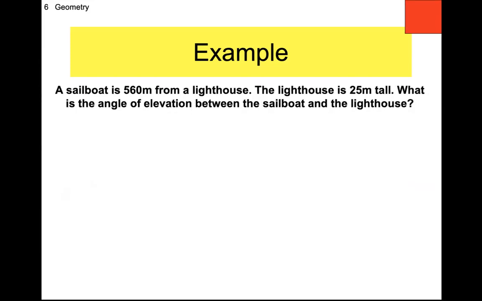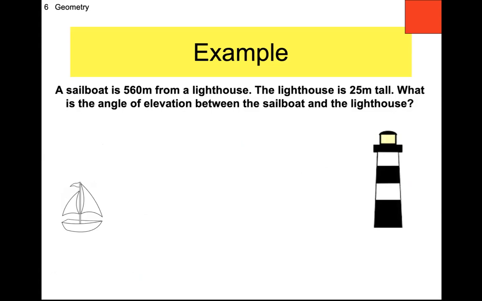All right, one more. It says a sailboat is 560 meters from the lighthouse. The lighthouse is 25 meters tall. What is the angle of elevation? Hopefully now you have a good feel for angle of elevation. So the angle of elevation must come from the sailboat to the lighthouse. The lighthouse is still 25 meters. The angle of elevation from the sailboat is what we're trying to calculate, so that will be an x.